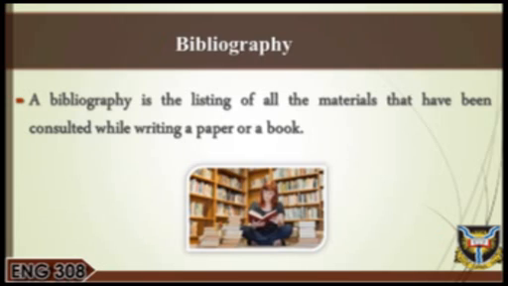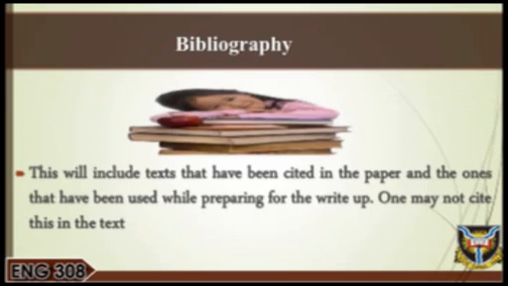Bibliography. A bibliography is the listing of all the materials that have been consulted while writing a paper or a book. This will include texts that have been cited in the paper and the ones that have been used while preparing for the write-up. One may not cite this in the text. In academic works, a bibliography can also refer to a list of recommended texts on a particular topic. Bibliographies may even be required as an additional page of information after the reference list.